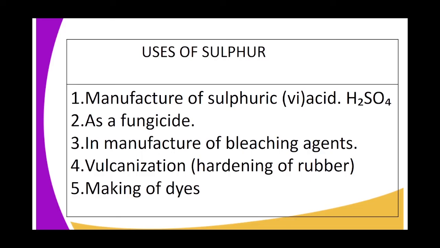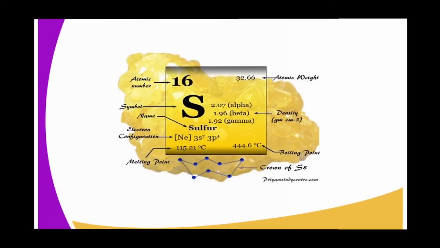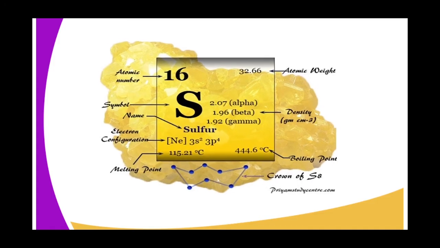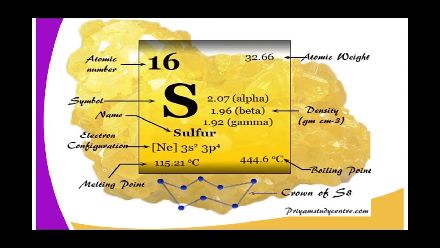Next we have, as you can see, that is sulfur. Sulfur is a nonmetal which is yellow, and it has an atomic number of 16. Yes, and it has a melting point of 115, boiling point of 404 degrees. Yeah, that is sulfur. As you can see, that is a sulfur compound. And that is the end of our lesson.